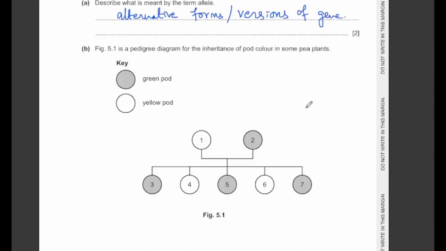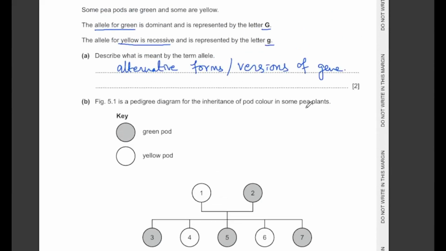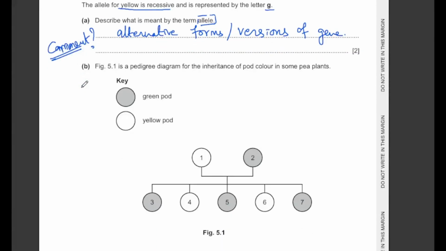Okay, next one. Figure 5.1 is a pedigree diagram for the inheritance of pod color. Can you give me an example of an allele if they ask you? An alternative form or version of a gene, but can you give me an example? Put it in the comment box if you know any example of an allele. Fine, we'll wait for you. See you in the comment box for this answer, guys.